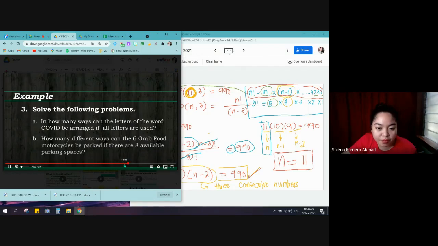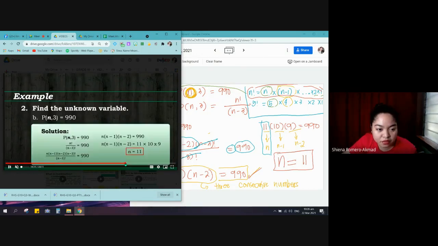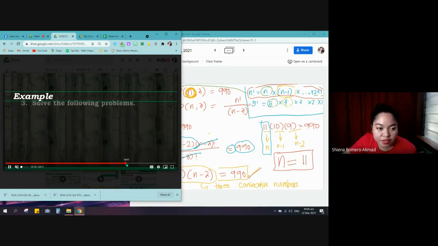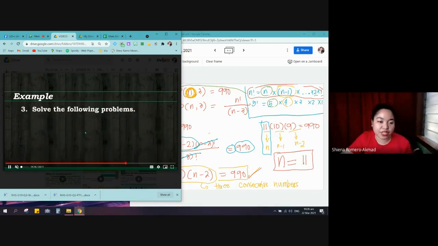Wala na. So, for example number 3, we have to solve the following problems.